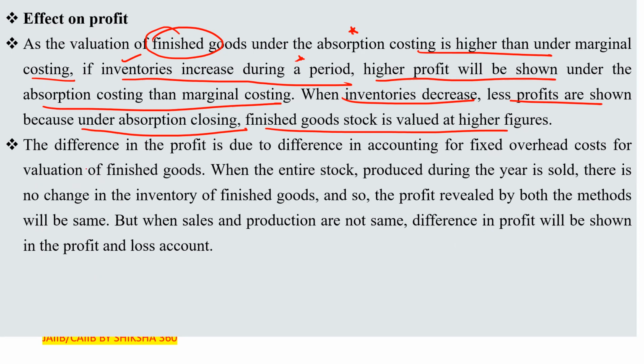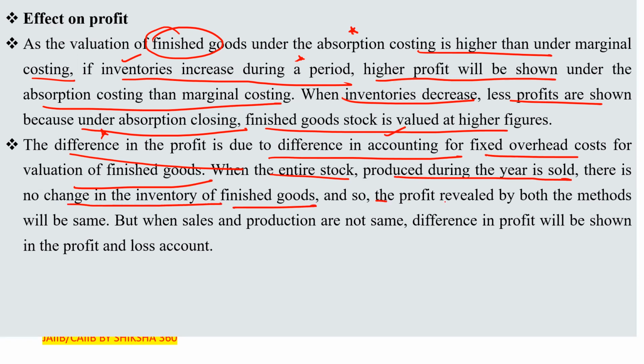The difference in the profit here is due to the difference in accounting for the fixed overhead cost for valuation of the finished goods. So when the entire stock purchased during the year is sold, there will be no change in the inventory of the finished goods, and so the profit revealed by both the methods will be the same.